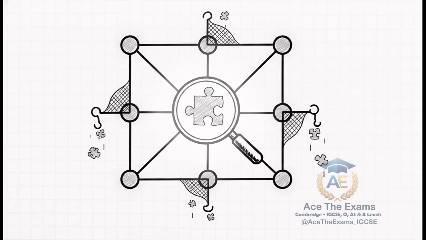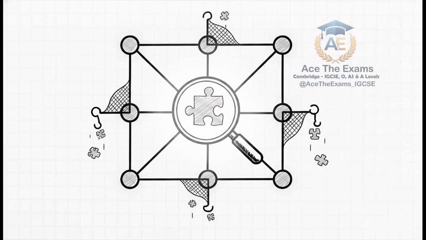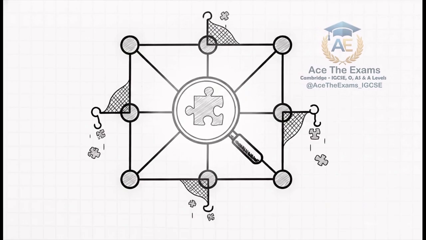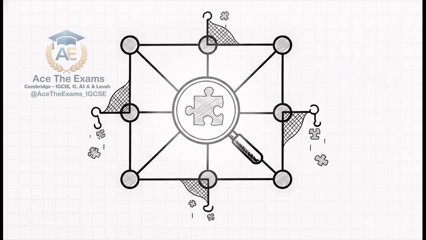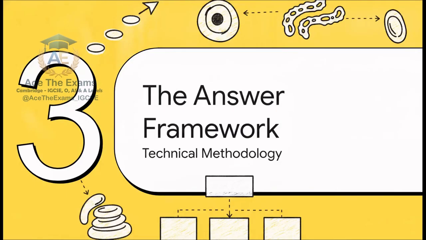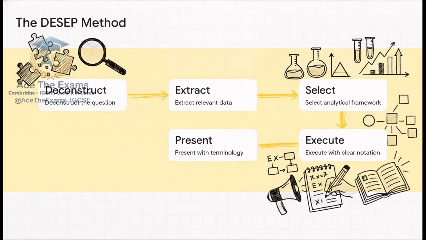But first, you need the procedural framework that makes that clue perfectly obvious. Because without it, you're going to keep dropping those easy points. Not because you don't know the biology, but because you aren't communicating it in the specific language the mark scheme is begging for. Which brings us to section 3, the answer framework. You're going to want to lock this path into your memory.